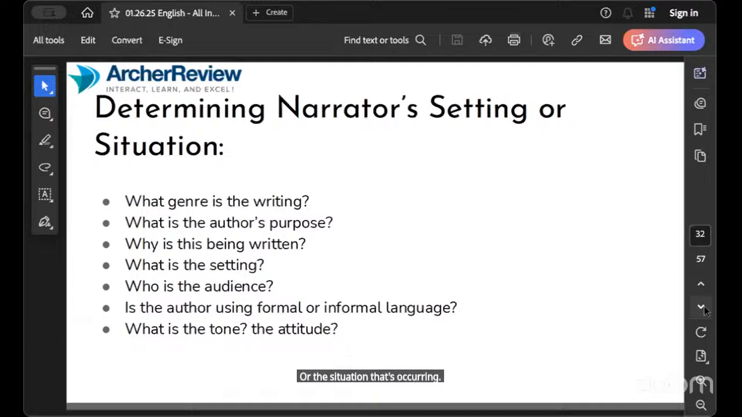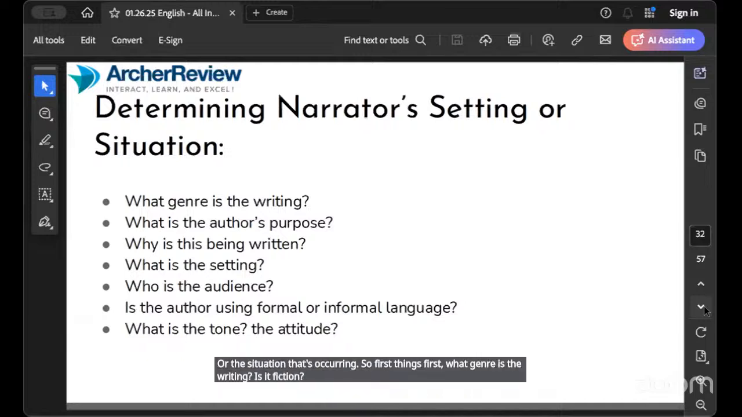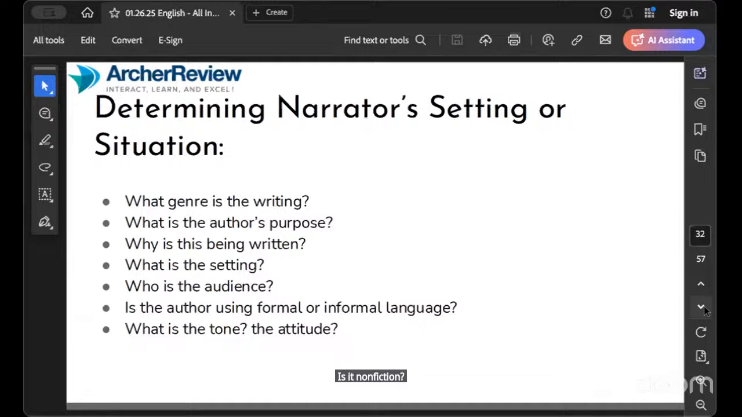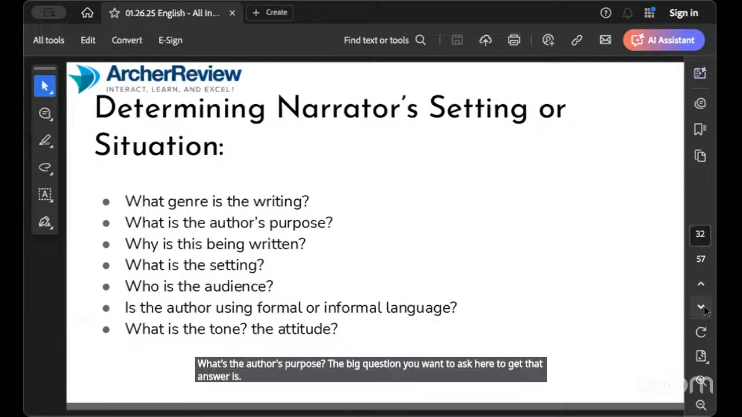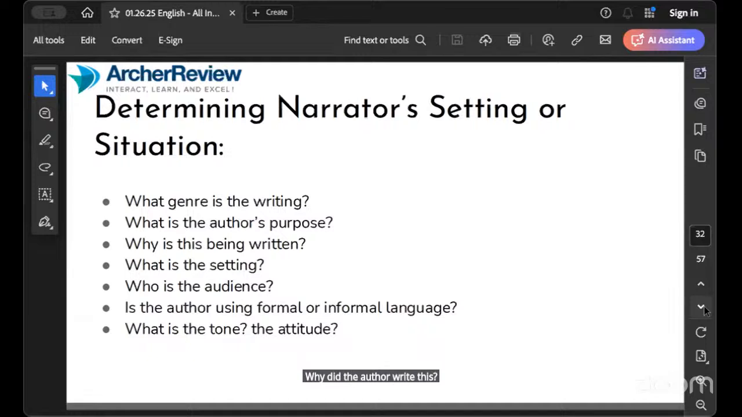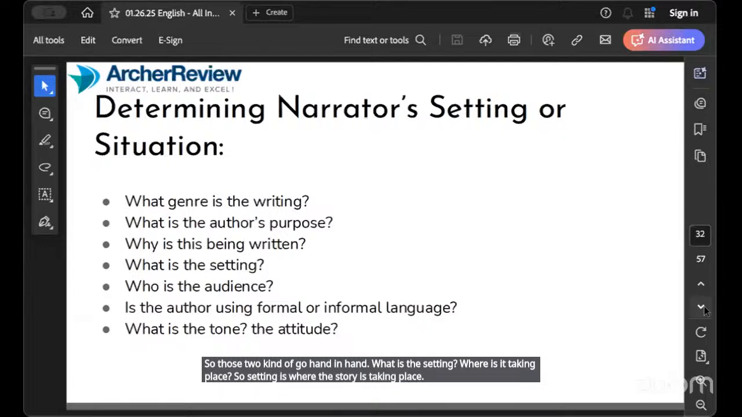So, first things first, what genre is the writing? Is it fiction? Is it nonfiction? What's the author's purpose? The big question you want to ask here to get that answer is, why did the author write this? That leads you to, why is it being written? So those two kind of go hand in hand. What is the setting? Where is it taking place? So setting is where the story is taking place.